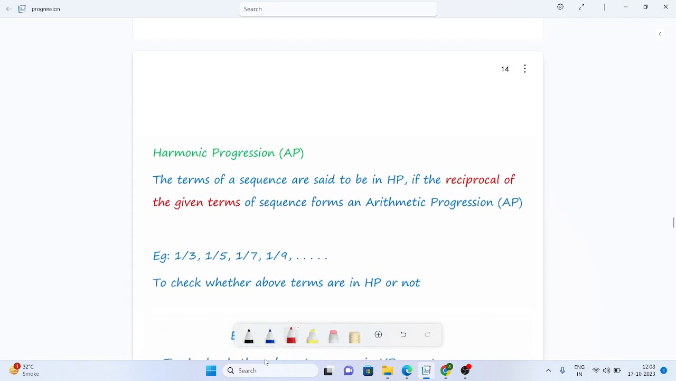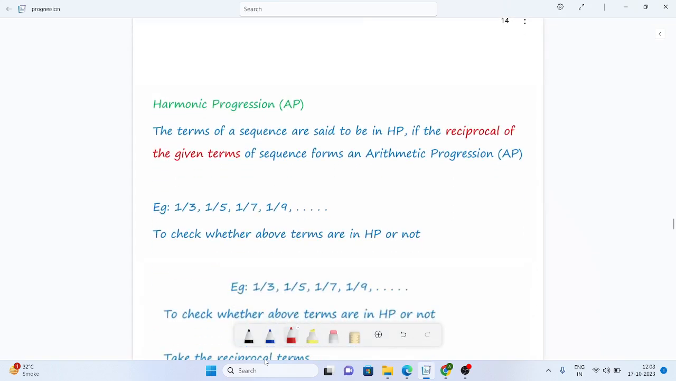Okay. So harmonic progression, or HP. The terms of a sequence are said to be HP if the reciprocal of the given terms of a sequence forms an arithmetic progression. So what is HP? If the reciprocal of the terms forms AP. Like this example: 1 by 3, 1 by 5, 1 by 7.